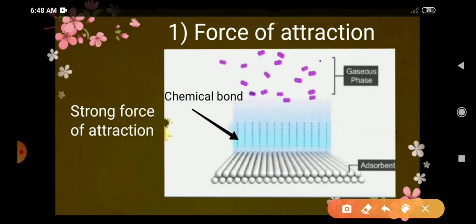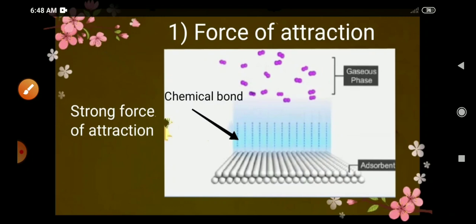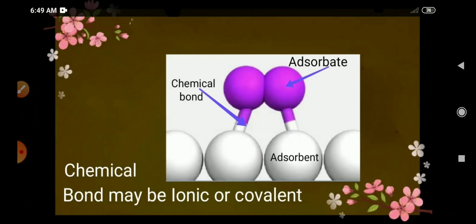gaseous particles are the adsorbate, and here the surface is shown, that is the adsorbent, and we can see that the particles of adsorbate are attracting toward the surface of adsorbent, and here the force of attraction is actually a strong force of attraction, which we call a chemical bond. That means chemical bond formation is taking place between the particles of adsorbate and the particles of adsorbent. The chemical bond can be ionic or covalent. So these bonds may be ionic or covalent.